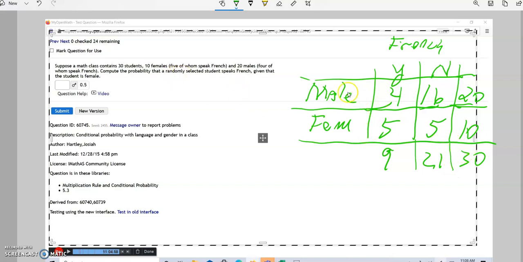Okay, so there are 30 students total. There are 10 females, 5 yes, 5 no. Here's French, and a total of 10. And there's 20 males, 4 speak French, 16 don't. And again, you don't have to do that for this problem, but it might be beneficial in future problems to just create a chart based on the information given, and then you could answer any question they give you. It's a lot easier to look at it in chart form since we've done a bunch of those.